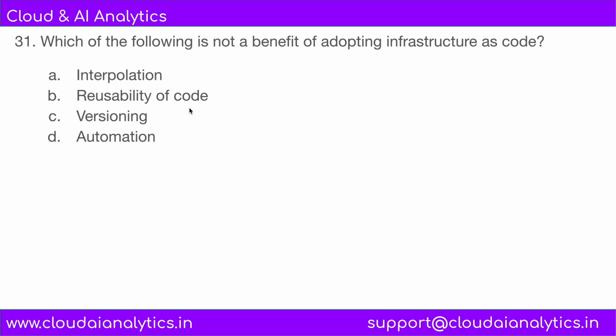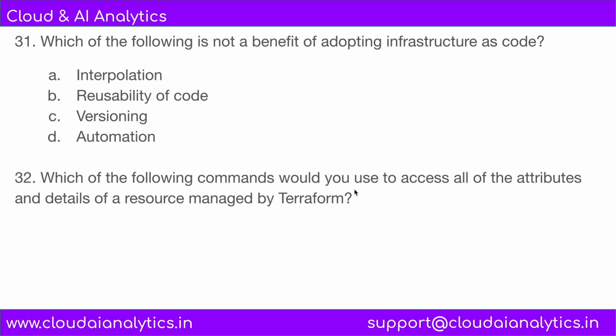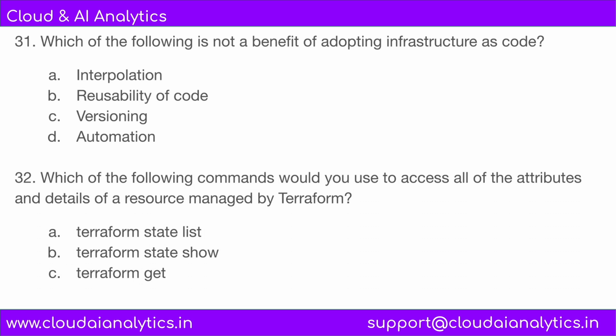Moving on to the next question. Which of the following commands would you use to access all of the attributes and details of a resource managed by Terraform? Option A, terraform state list. Option B, terraform state show. Option C, terraform get, and option D, terraform state list. Now pause the video, go through the question and the options and then come up with the answer.